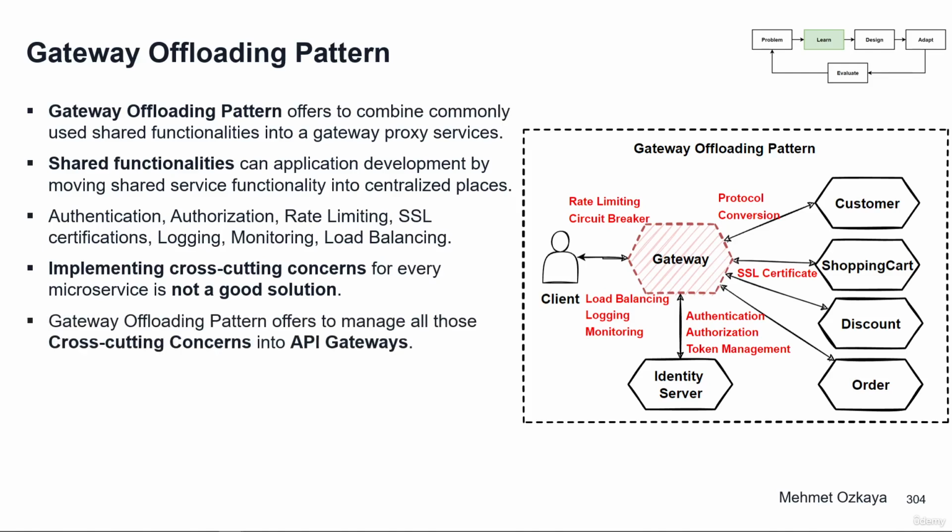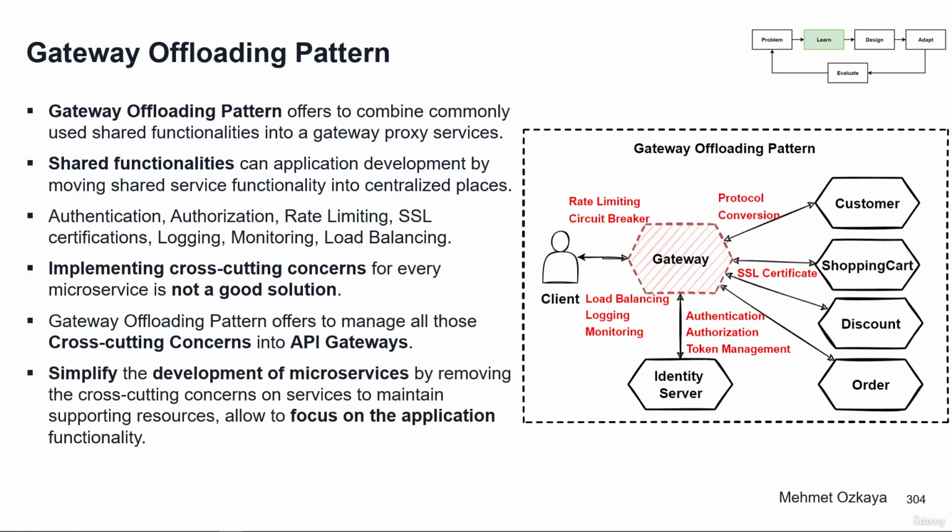The gateway offloading pattern offers to manage all those cross-cutting concerns in API gateways, because these features require configuration, management, and maintenance. So if you try to distribute all those functions to every microservice, it increases the deployment problems and the administrative overhead.